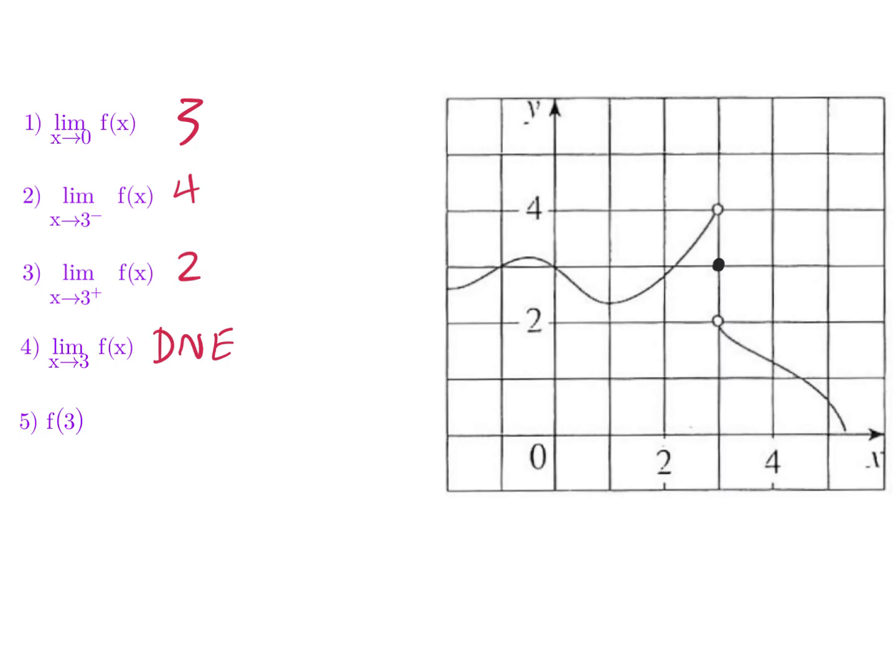F of 3 does exist, though. What is f of 3? 3. That's just saying what's the y value when x equals 3. So that's this point right here. Okay. Questions on that?